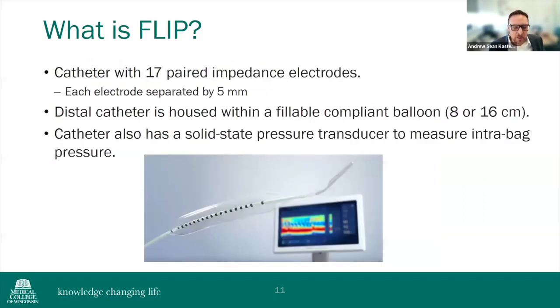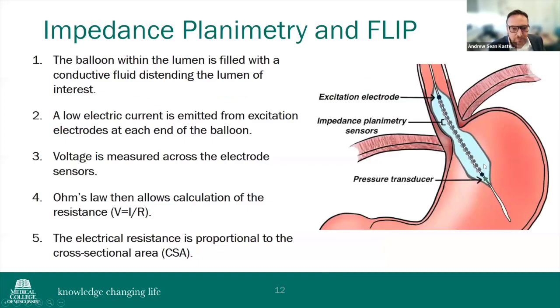The FLIP catheter has 17 electrodes along it, each separated by 0.5 millimeters in the small balloon, which is the 8 centimeter balloon. In the distal catheter, that whole area is housed within a compliant balloon that can be filled with a saline solution. And then there's a solid state pressure transducer at the end, which can also measure pressure.